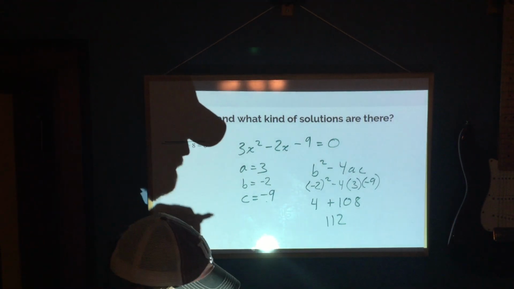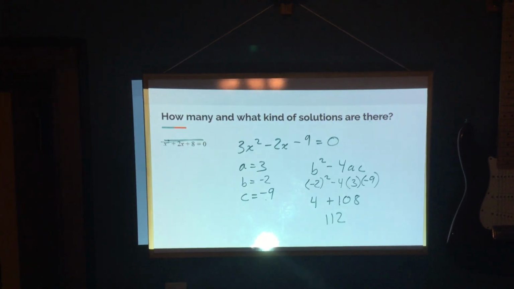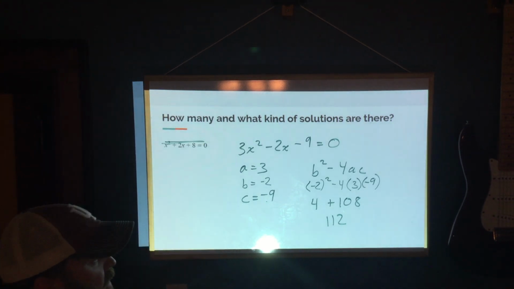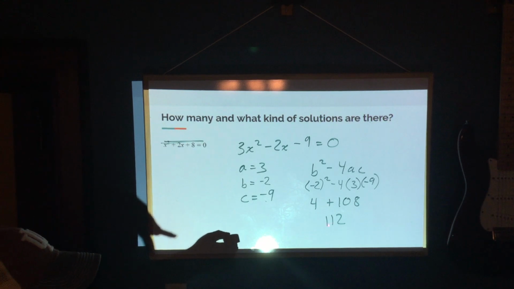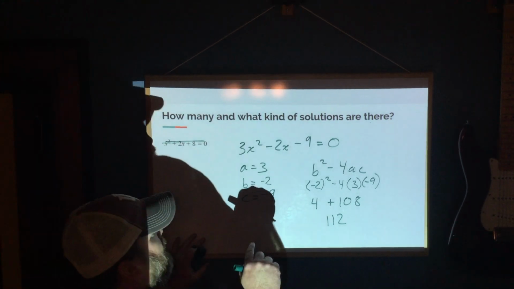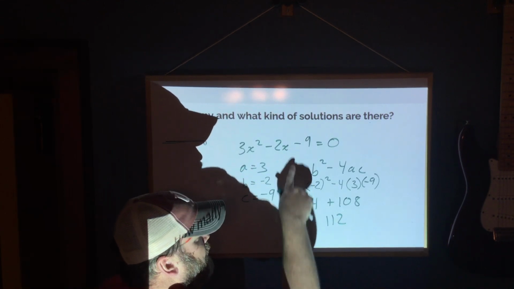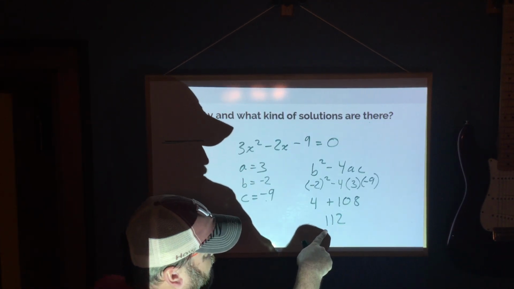Okay. If you go to your calculator and you take the square root of 112, you get 10.58300, blah, blah, blah. In other words, this is not a perfect square. So this, you would either have to complete the square or use the quadratic formula to solve. It's greater than 0, but not a perfect square.